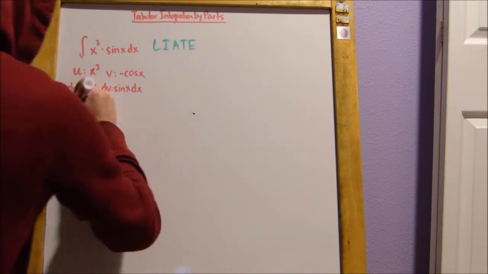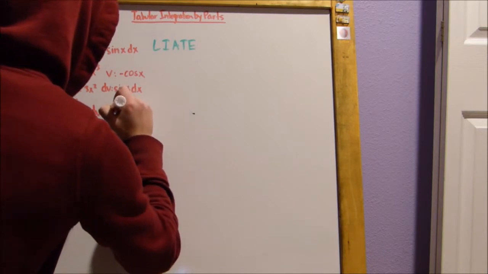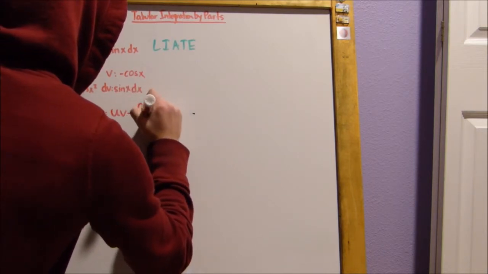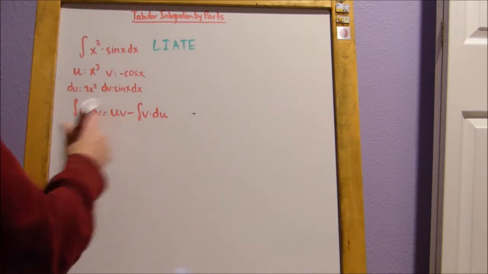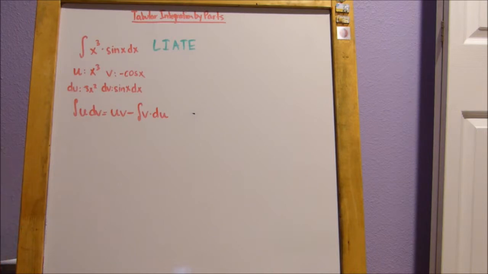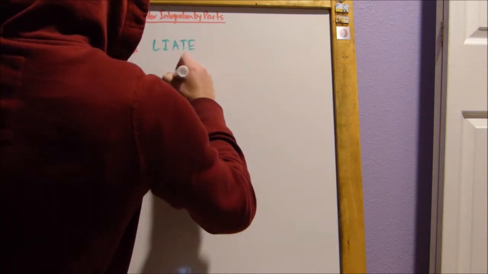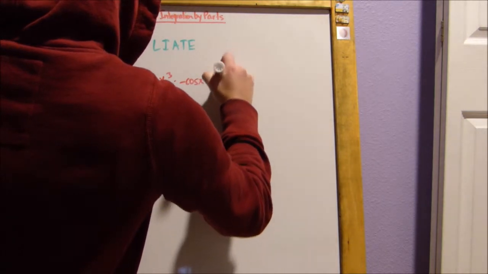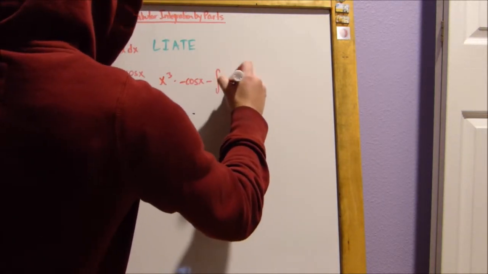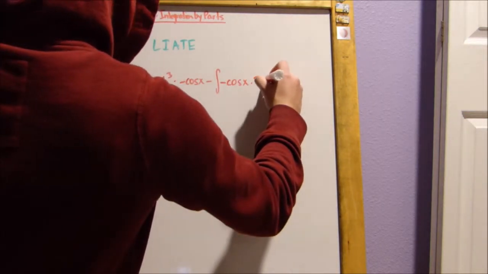So we're going to use our formula, let me just write it down real quick: uv minus the integral of v times du. So let's plug stuff in. So our u, x cubed, times our v, negative cosine x, minus the integral of v, negative cosine x, times our du, 3x squared.